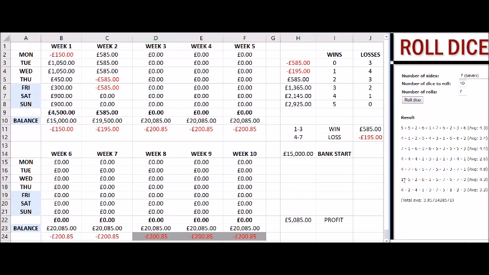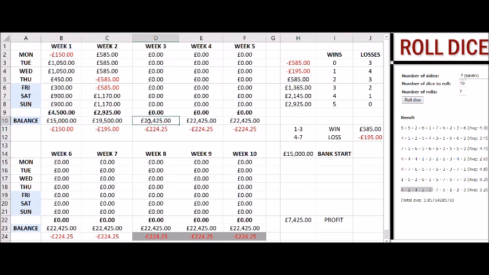Saturday, we've had 3 wins, which is 1365, and then we push on. There's a loss there of 195. So for Saturday, the profit was 1170, and then for Sunday, there were 3 wins again, 1365, followed by a loss. So that was 1170. So in week number 2, the profit was 2925.